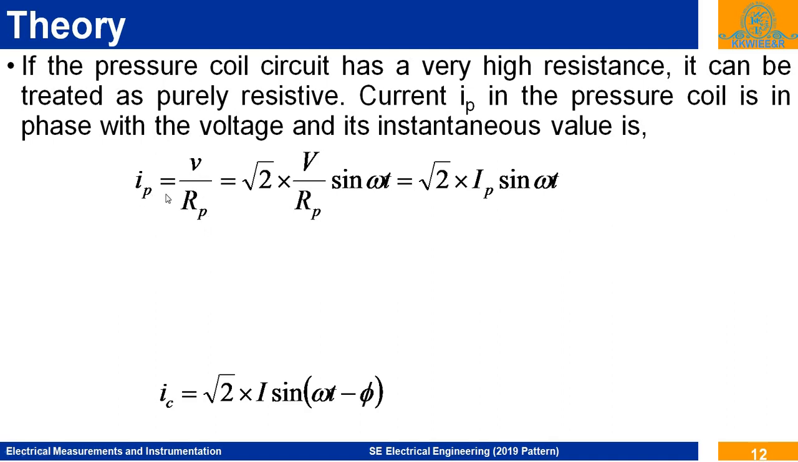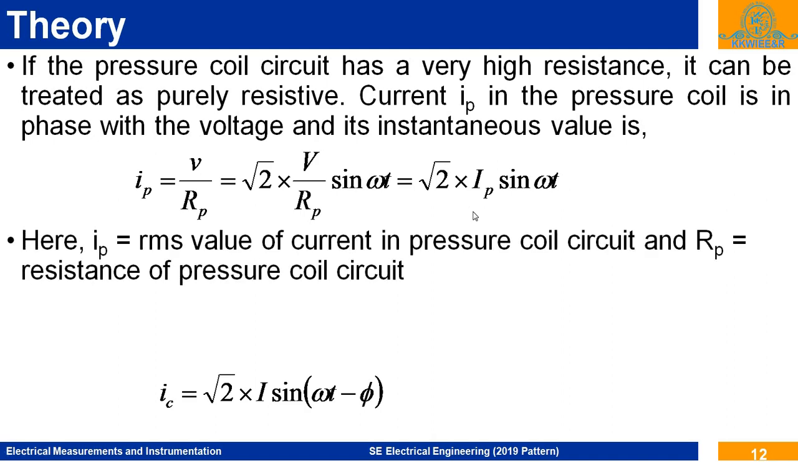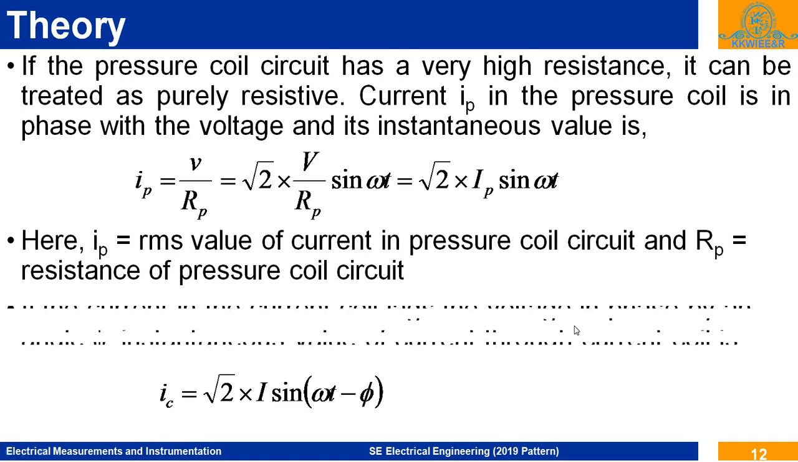The instantaneous current through the pressure coil is equal to the instantaneous voltage across the pressure coil upon the resistance of the pressure coil, which is equal to root 2 V upon Rp sin omega t. V upon Rp is nothing but Ip, the RMS current through the pressure coil. So capital Ip is the RMS value of current in the pressure coil, and Rp is the resistance of the pressure coil.